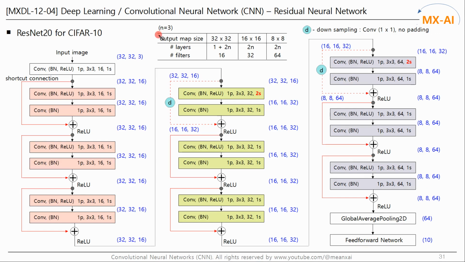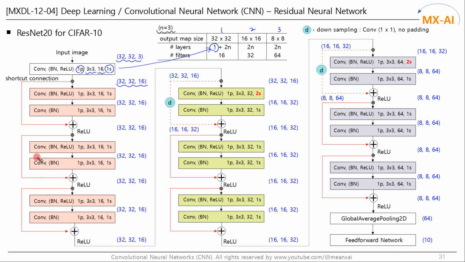Next, let's design this model in detail for the case where n is 3. The input image has dimensions 32 by 32 by 3. This model has 3 sets of layers. This is the first convolutional layer in the first set of layers. This layer uses a padding of 1 and a stride of 1, and 16 filters with kernel size of 3 by 3 to produce an output of 32 by 32 by 16.